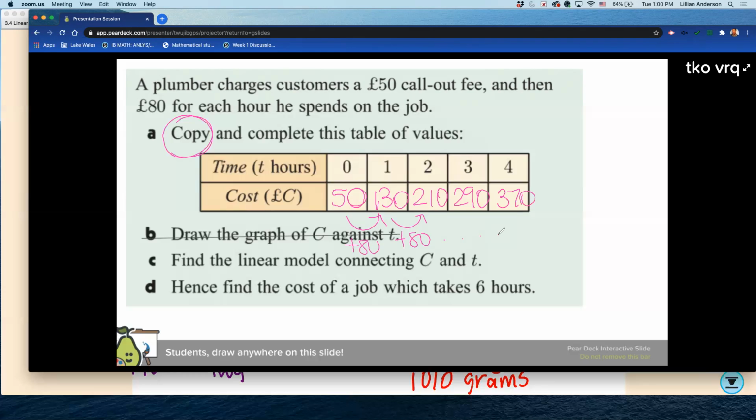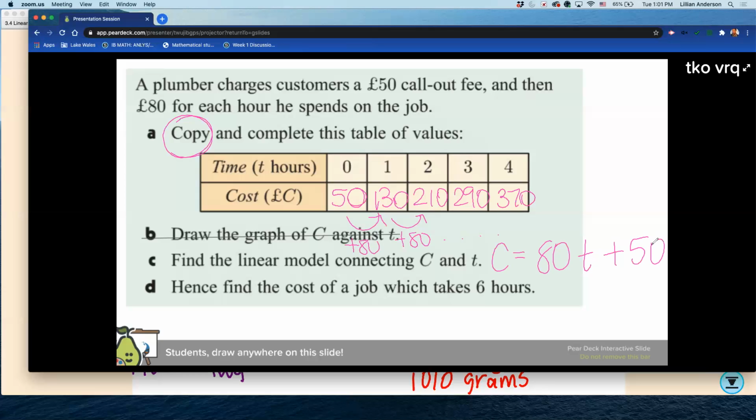So when it says to find a linear model connecting C and T, it's C and T, not X and Y. When they give you variables, you have to make sure that you use those respective variables. C is technically our Y, our cost, the one that's dependent on our X, which is T, time. So instead of Y equals MX plus C, it's going to be C equals MT plus C. Well, what'd you get? I said C equals 80T plus 50. And you would be exactly correct, because 80 represents our slope, how we're increasing each hour, and 50 is what the initial fee was when we started.